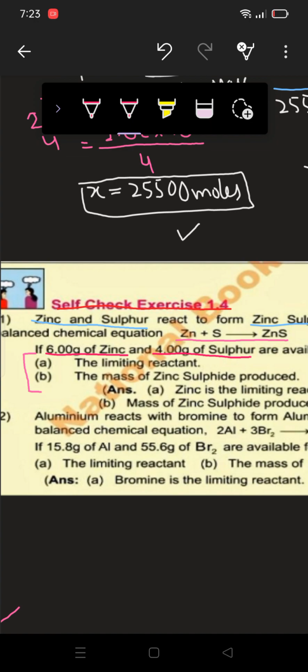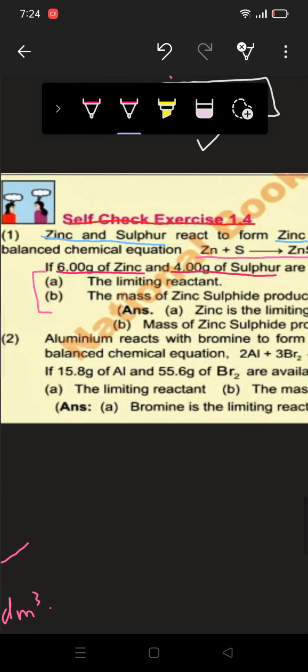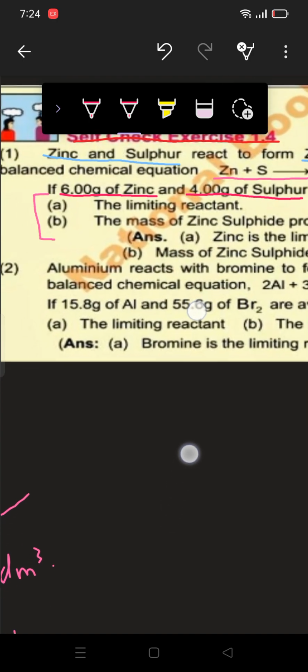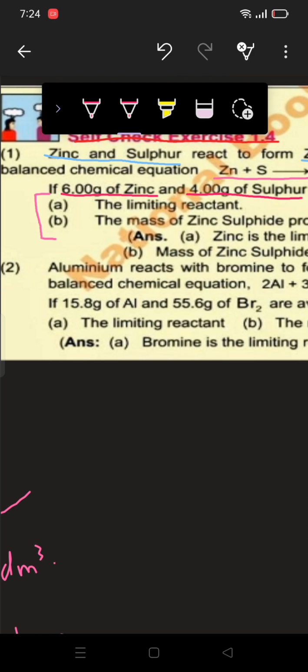And they are asking about the limiting reactant. What would be the limiting reactant from these both, zinc and sulfur? So let's check that. Limiting reactant means basically the one because of which our reaction gets stopped, right? That is basically known as limiting reactant, right? So let's find the limiting reactant.